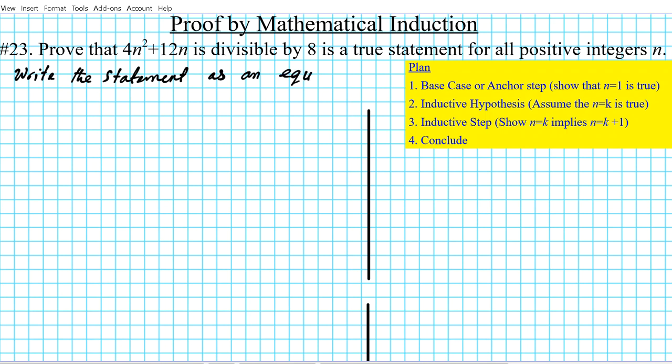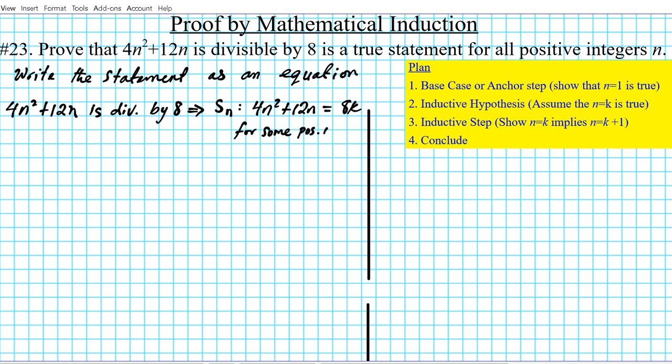So how do you write a divisibility statement by a certain integer? This is how we're going to write it. The statement 4n squared plus 12n is divisible, I'm just going to use the abbreviation div for time reasons, is divisible by 8. To write this in symbolic format, we're going to say S sub n: 4n squared plus 12n is equal to 8k, for some integer k.